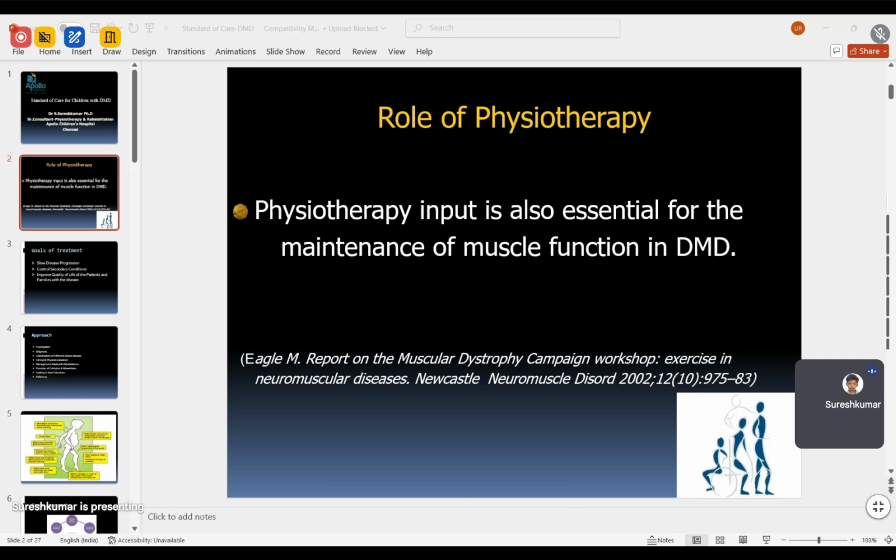So these functional tests like timed tests and the North Star Ambulatory Assessment all play a major role. They give a clue to the clinician to decide when to start the medicine, when to increase the dosage, and when to work on other parameters, like how to keep an eye on respiratory and cardiac function, all based upon the clinical evaluation that has been standardized and globalized through our network.